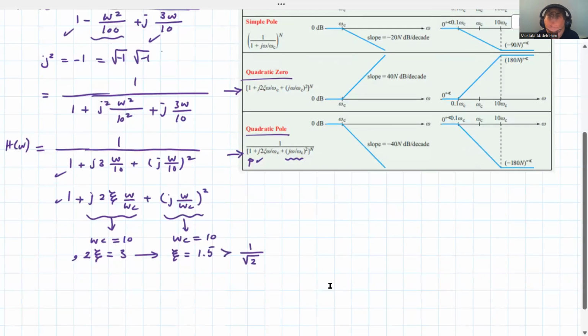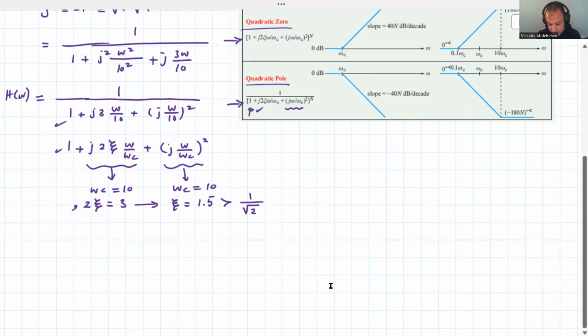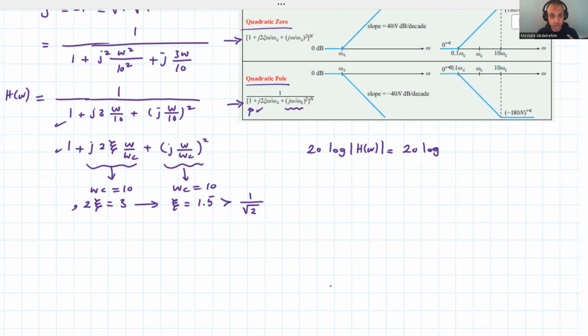Okay, so that's good enough now. So now we can start drawing the Bode plot. Again, we draw 20 log the magnitude of H of omega. So 20 log magnitude of H of omega means 20 log the magnitude. I'm going to flip the numerator and take everything to the power of -1.